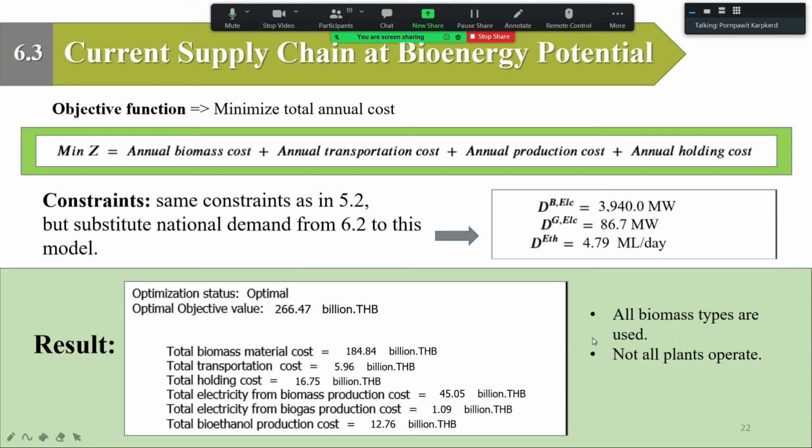The constraints are the same, and the result I know now is that all biomass types are used to generate the maximum possible energy, but not all power plants operated. What does it mean? It means that the current biomass we have right now is less than needed, so we need more biomass to satisfy the target. For the power plants, I haven't put the data here because I have 427 plants, so I avoid attaching it in the slide. But it seems that we have enough power plant capacity to satisfy the target, but not enough biomass right now. So that means we have to improve the supply chain.